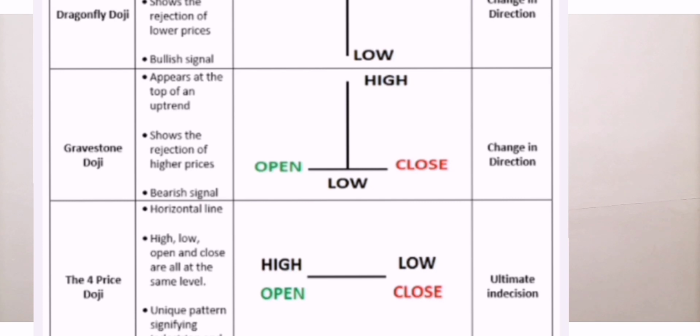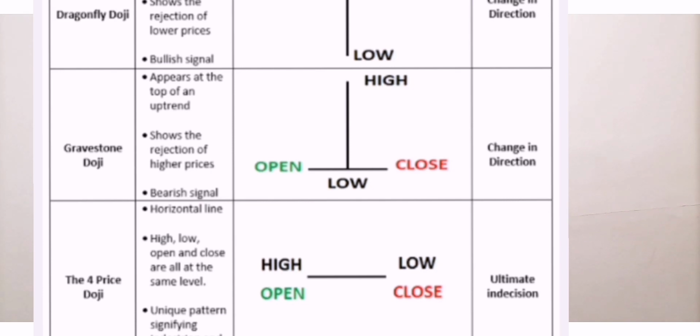This gravestone doji has a long high wick, but it doesn't have a lower wick. So the opening and the close are also on the same side, and it shows the rejection of the higher prices. So this one happens as a bearish signal.